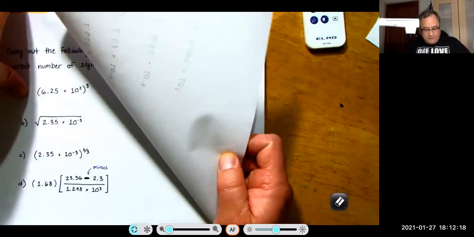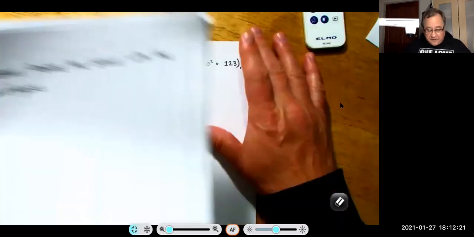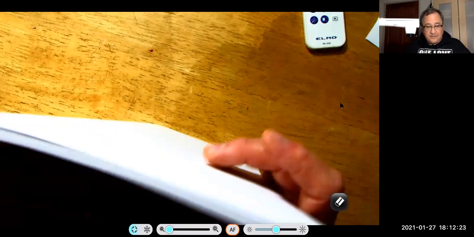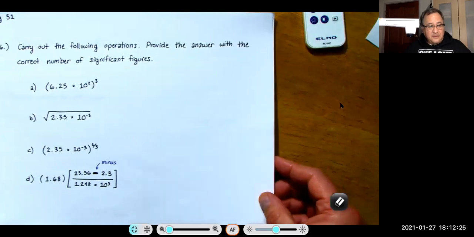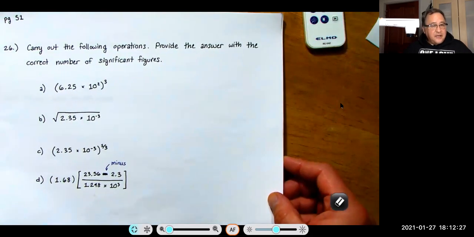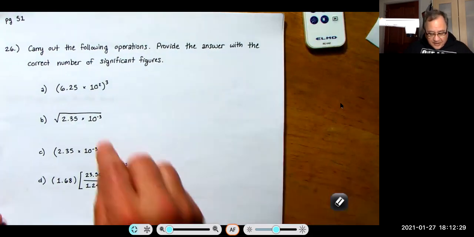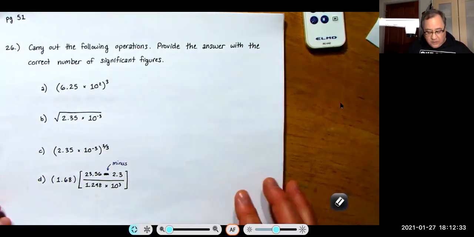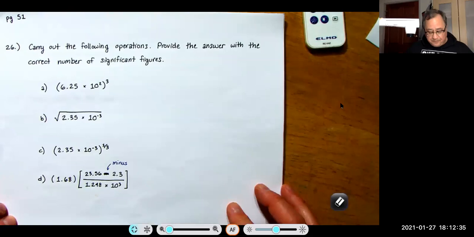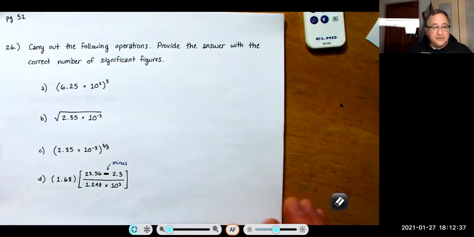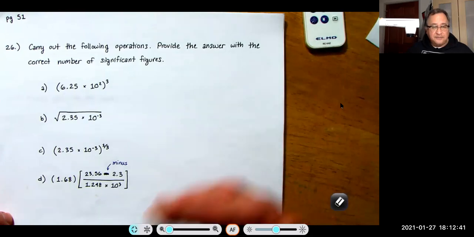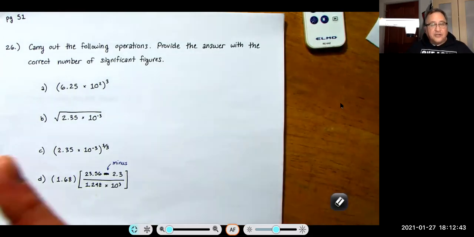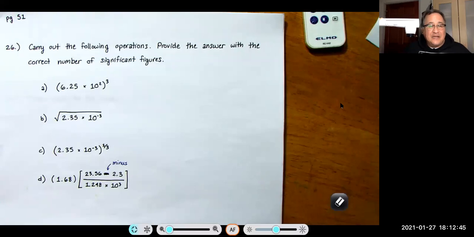The next problem makes us practice carrying significant figures through calculations. So in the first three calculations, they are all multiplication division. So that's all we use, the rule for multiplication and division. And the rule for multiplication and division is that however many significant figures you start with, your answer has the same number as the beginning number with the fewest.